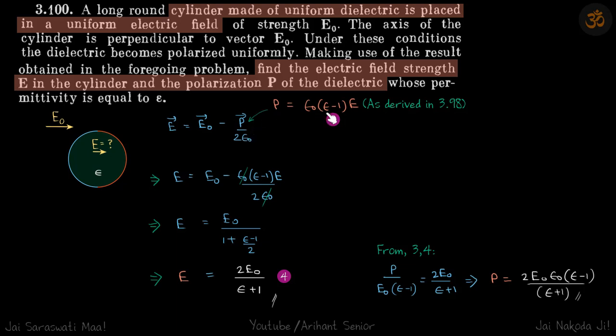And we have seen this also in problem number 3.98, that we don't need P. So we'll get rid of P by putting the value of P as epsilon naught times (epsilon minus 1) times E. So now the only variable left is E, whose value we get as 2 E naught by (epsilon plus 1). And we needed to find the polarization vector also, so we just put the value of E here and we'll get the value of the polarization vector.